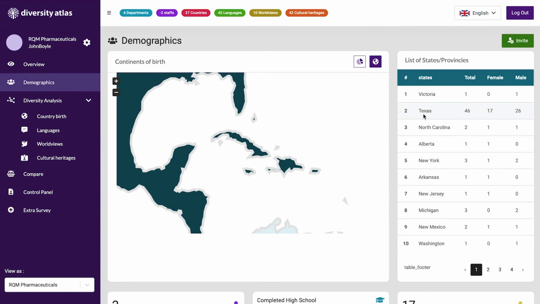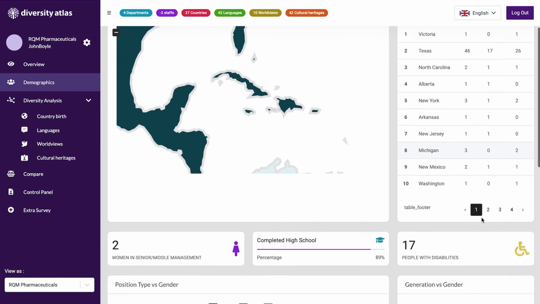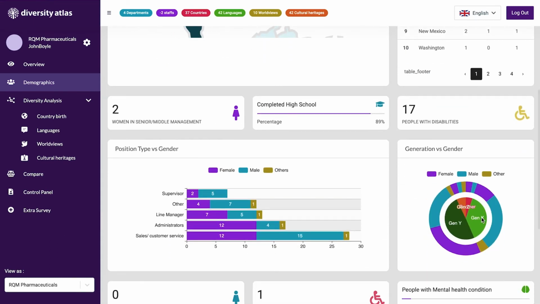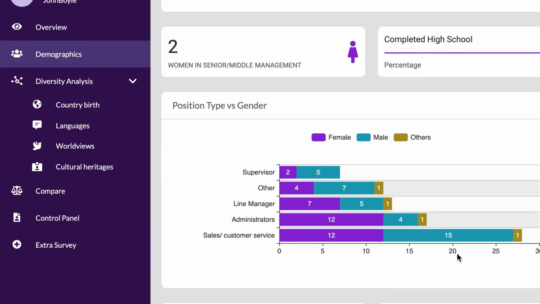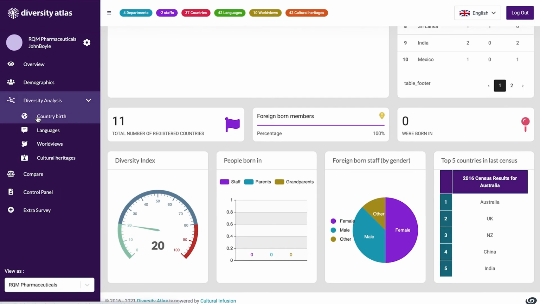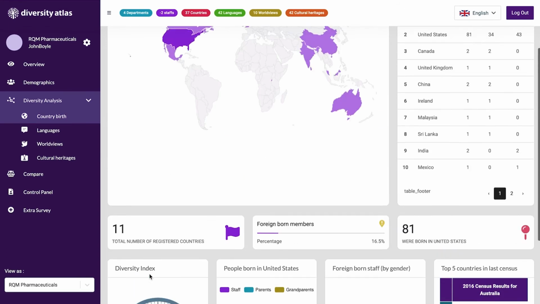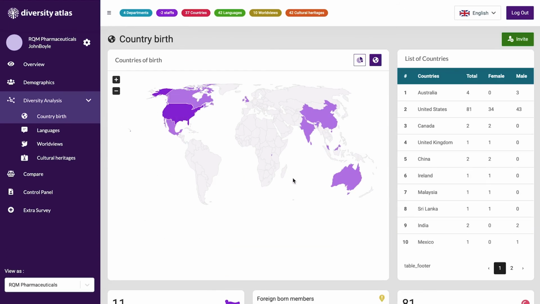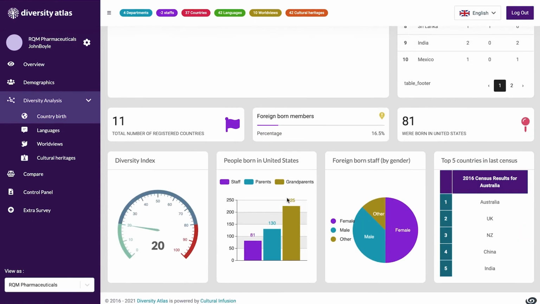We can look at the position type as distribution from male and female, and also the generations. And then we can start to look at the 4 pillars of cultural diversity. And this gives us an individual index for each of these 4 pillars. So we can see countries of birth. We can also see people's distribution of parents and grandparents were born.